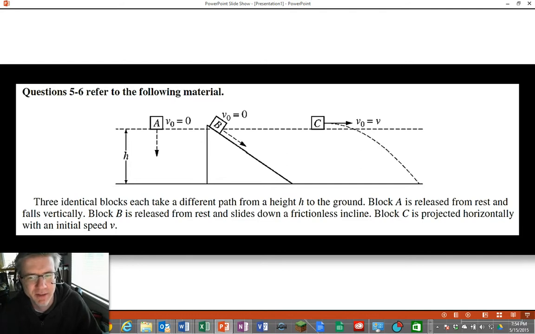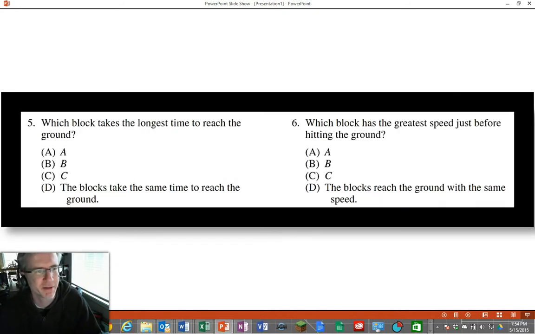Block A is released from rest and falls vertically. Block B is released from rest and slides down a frictionless incline. Block C is projected horizontally with initial speed of v. The questions that are asked are the following. Which block takes the longest time to reach the ground?